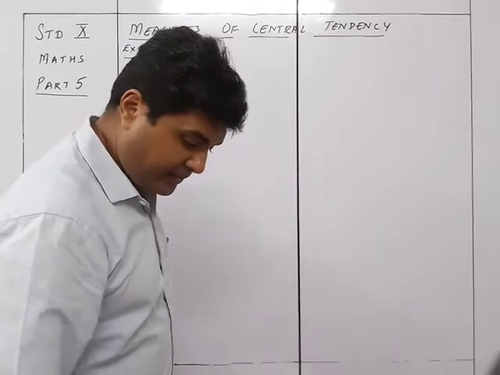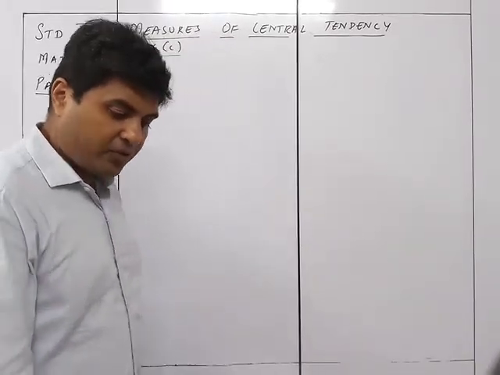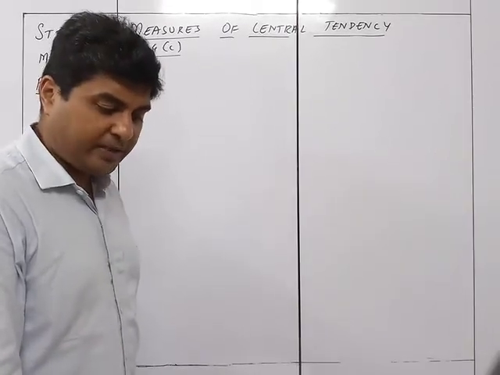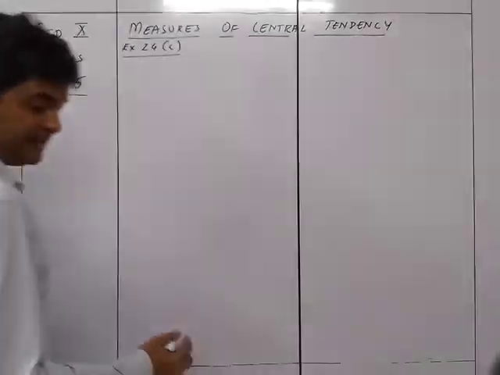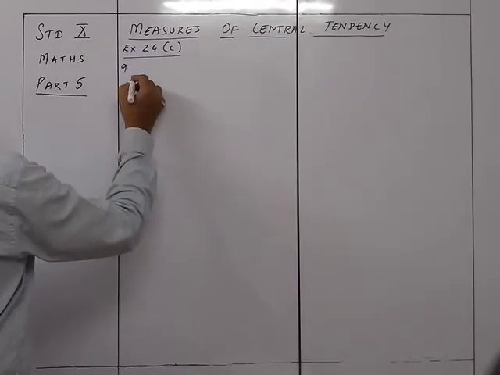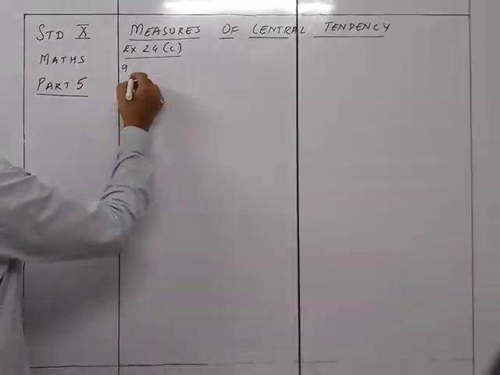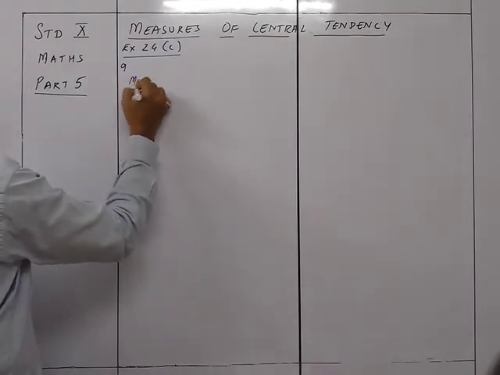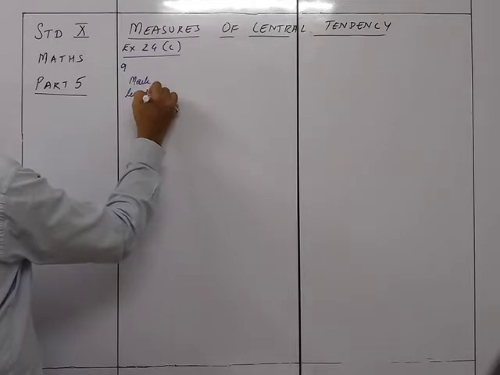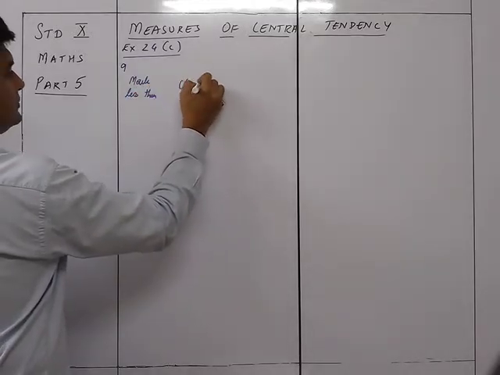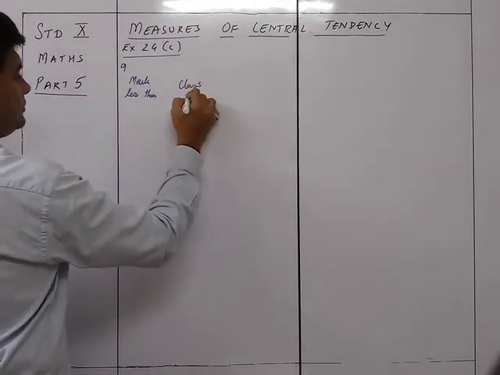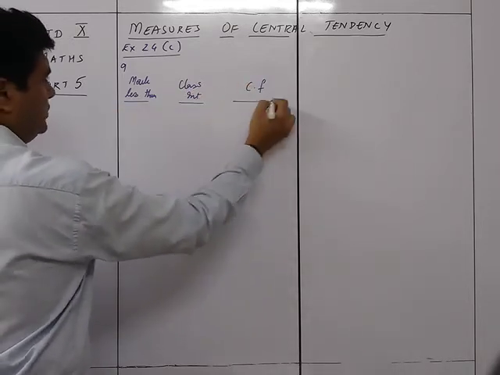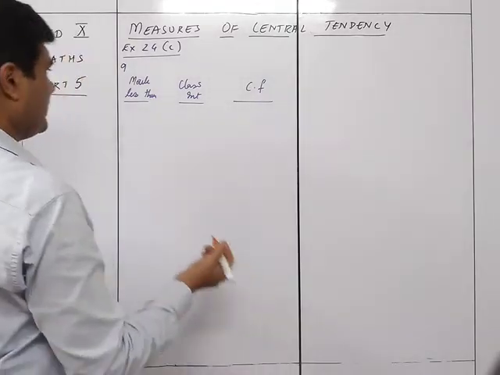Okay, sum number 9. Find the median from the following cumulative frequency table. They have already given you the cumulative frequency table. So good, let's see this. In sum 9, first they have given the marks less than. So the class interval is what we need to find out, and the cumulative frequency is already given. So we don't require the frequency at all because we are drawing the ogive.